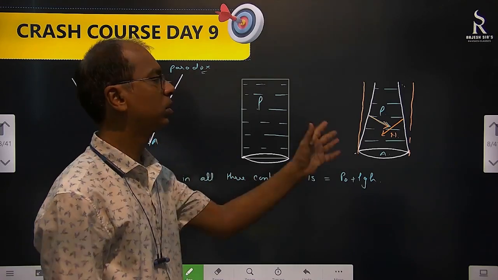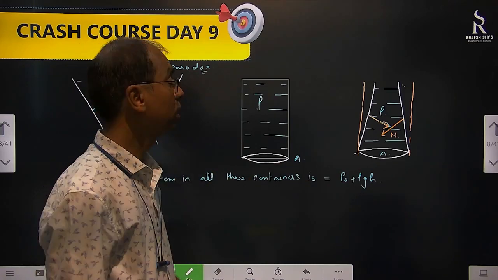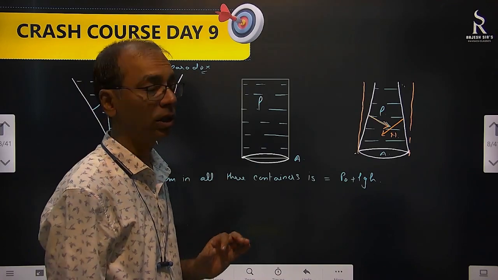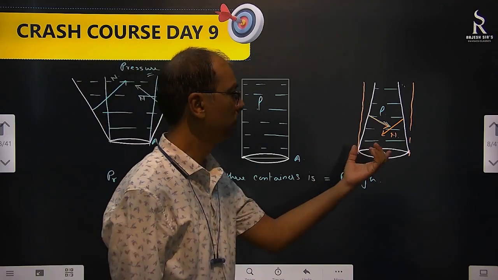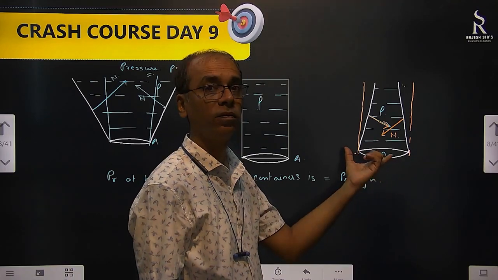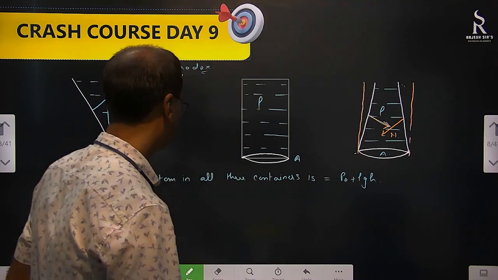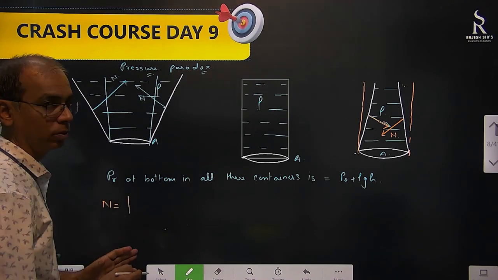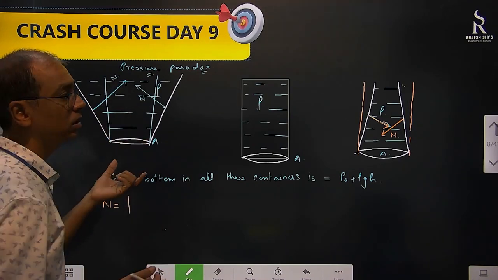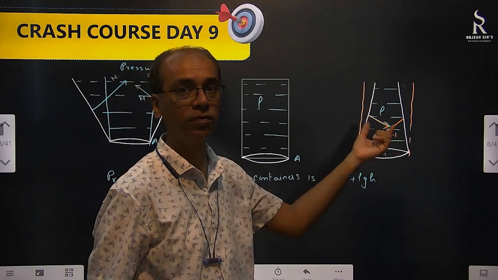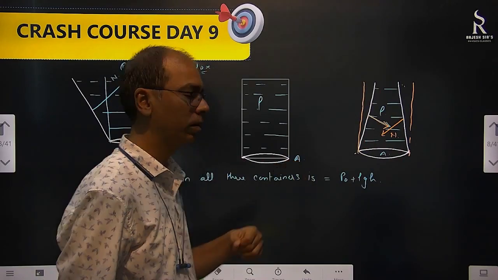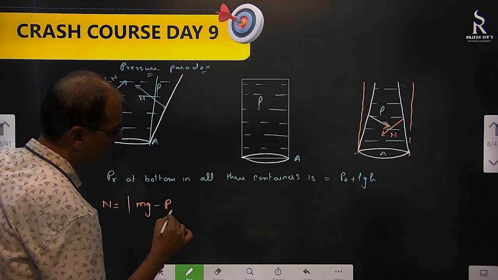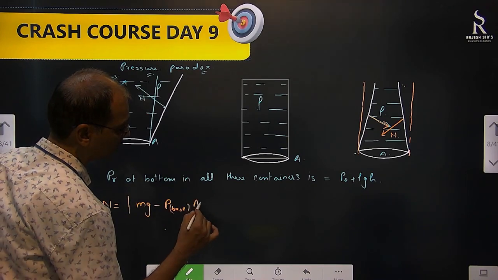Sometimes they ask you what is the normal contact force exerted by the walls of the container. So what will you do? Normal contact force is the difference between the weight of the liquid and the force exerted due to pressure at the base. I am writing it, with a modulus. Why am I putting the mod? Because in this case, weight is more, and in the other case the force due to pressure at the bottom will be more. So here N equals weight of liquid minus pressure at base into area. That only is the force, right?